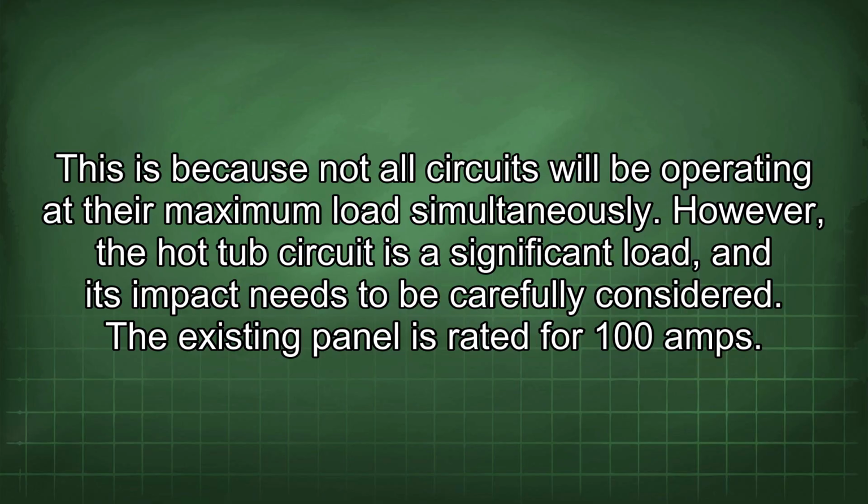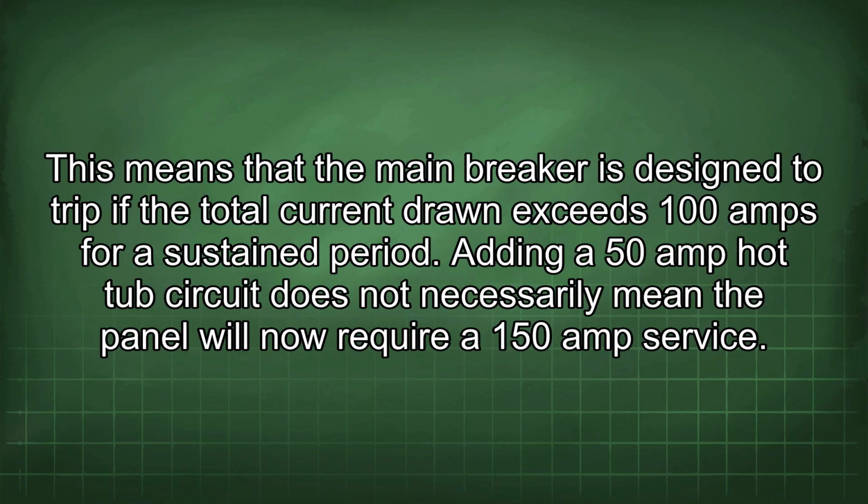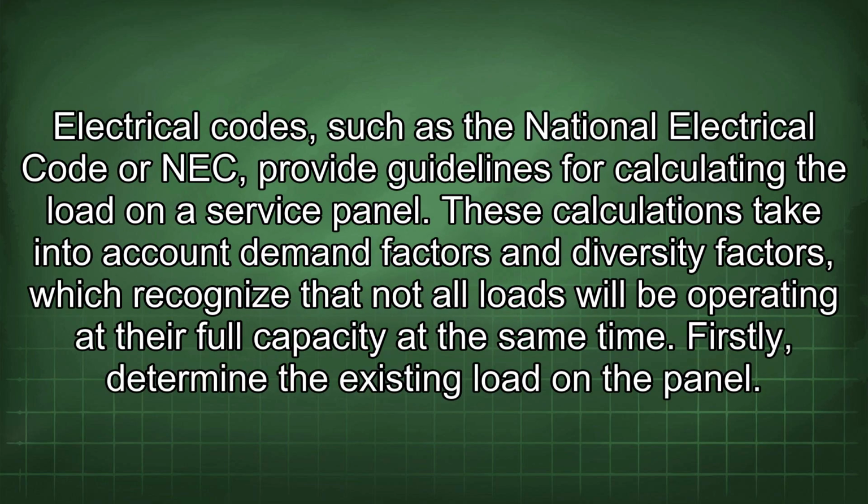The existing panel is rated for 100 amps. This means that the main breaker is designed to trip if the total current drawn exceeds 100 amps for a sustained period. Adding a 50 amp hot tub circuit does not necessarily mean the panel will now require a 150 amp service. Electrical codes, such as the National Electrical Code or NEC, provide guidelines for calculating the load on a service panel. These calculations take into account demand factors and diversity factors, which recognize that not all loads will be operating at their full capacity at the same time.